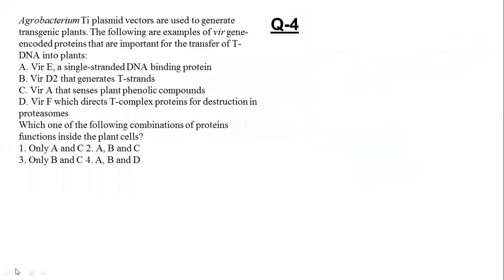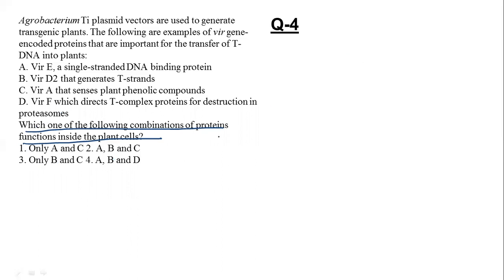Now, next we can see that Agrobacterium Ti plasmid vectors are used to generate transgenic plants. The following are examples of Vir gene encoded proteins that are important for the transfer of T-DNA into the plants. VirE, a single-stranded DNA binding protein. Yes, VirA. Now here you have to see which of the following combined protein functions inside the plant cells.